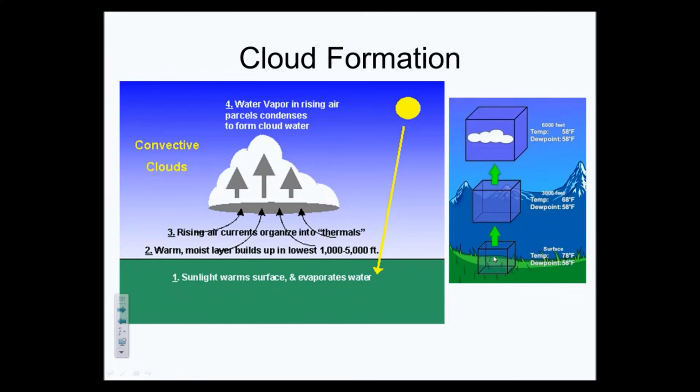If you raise this parcel of air up, the dew point is going to stay the same because it has the same amount of water vapor in the air. The temperature of the air, though, is going to get colder. So now it's 68 degrees. Okay, it's more humid. Keep raising the air up. Eventually, you're going to get to an altitude when the temperature of the air is equal to the dew point temperature. When that happens, the water vapor is going to condense, and you're going to get clouds.